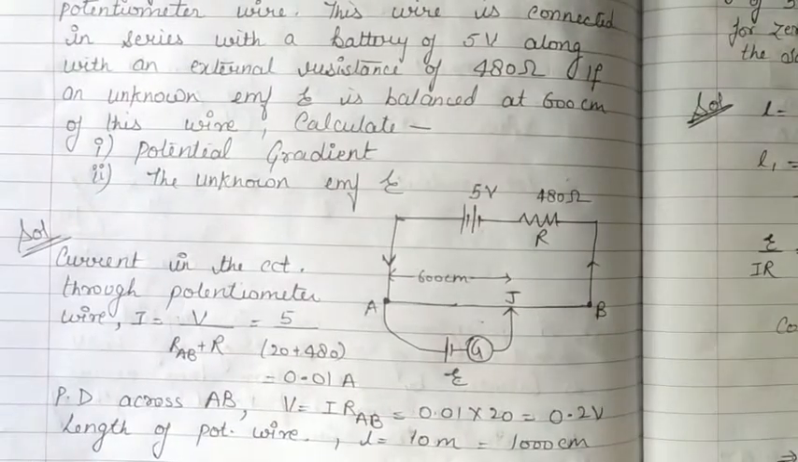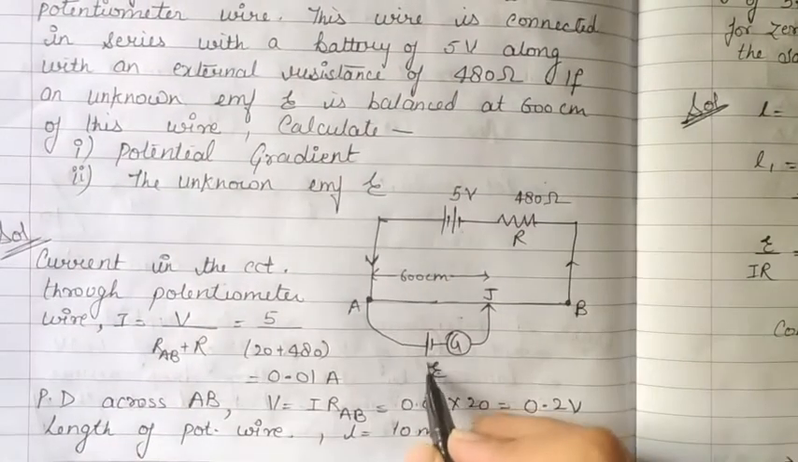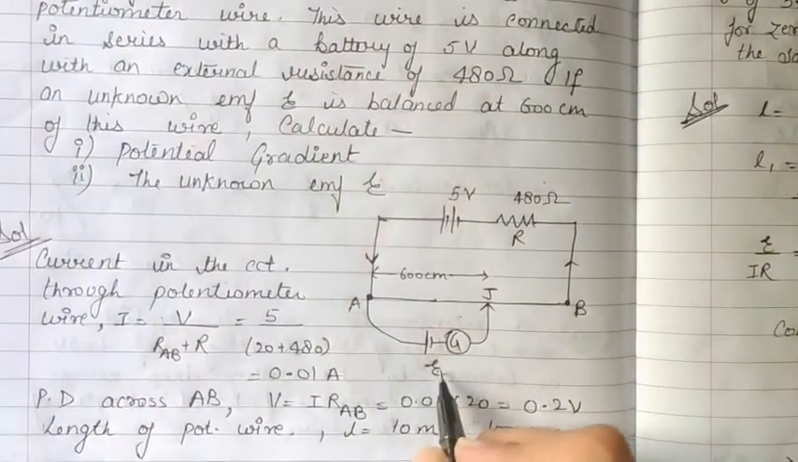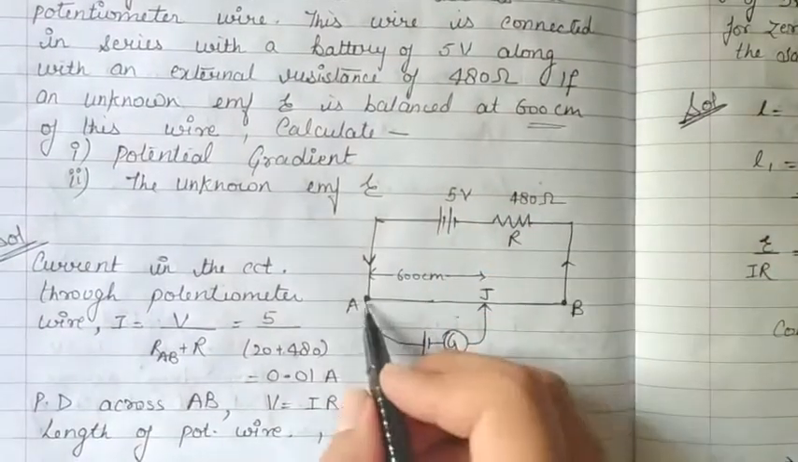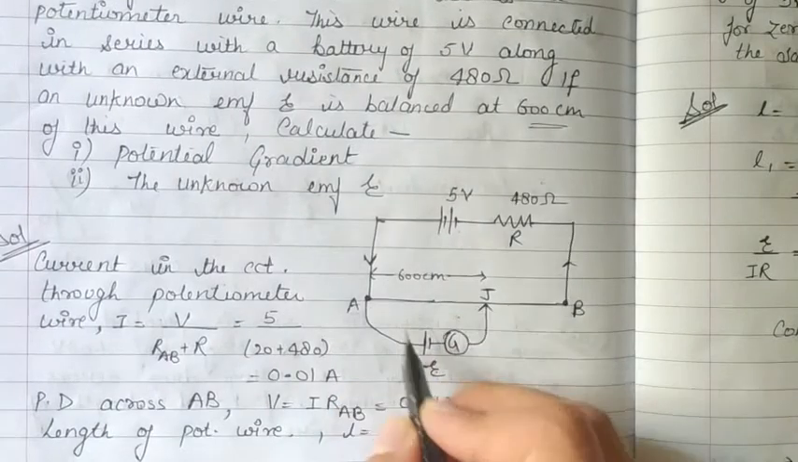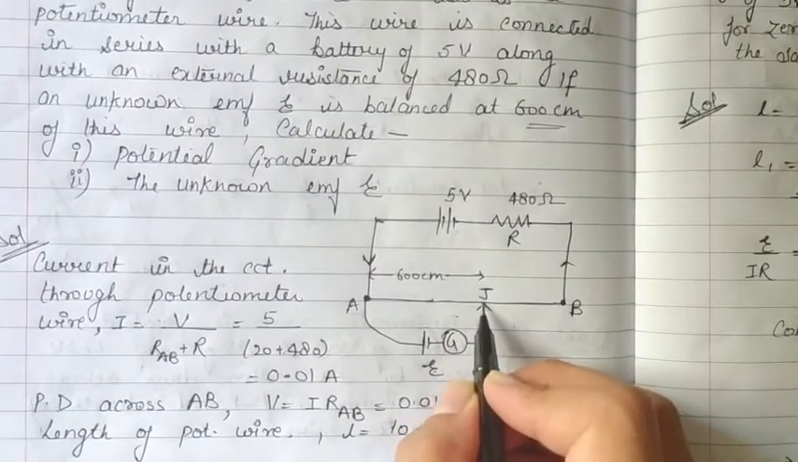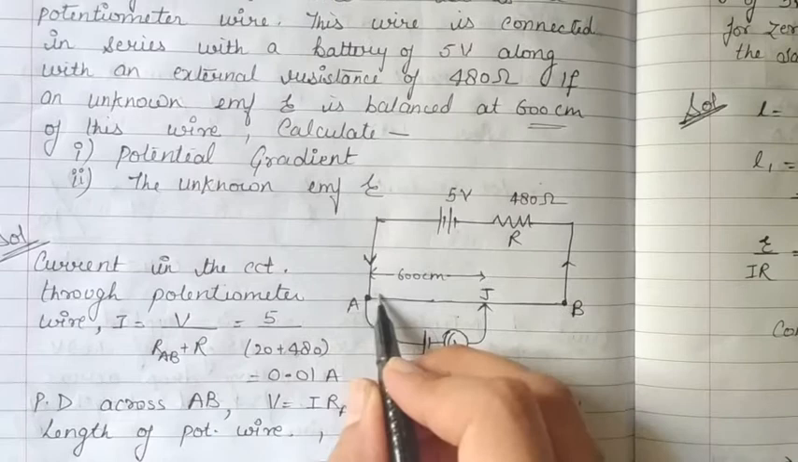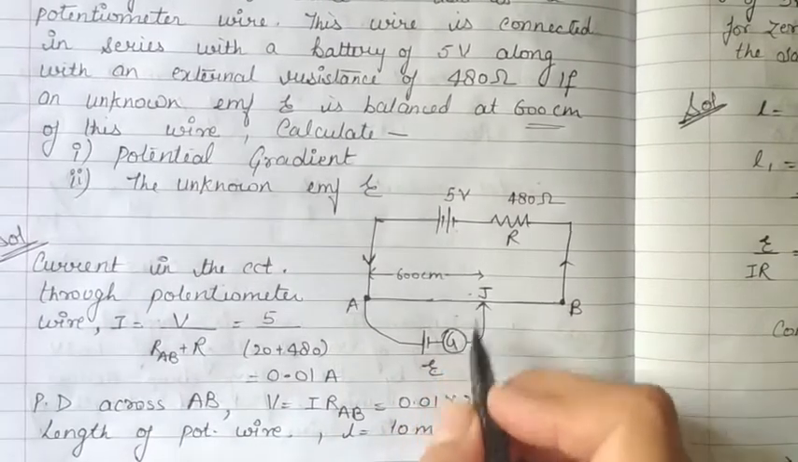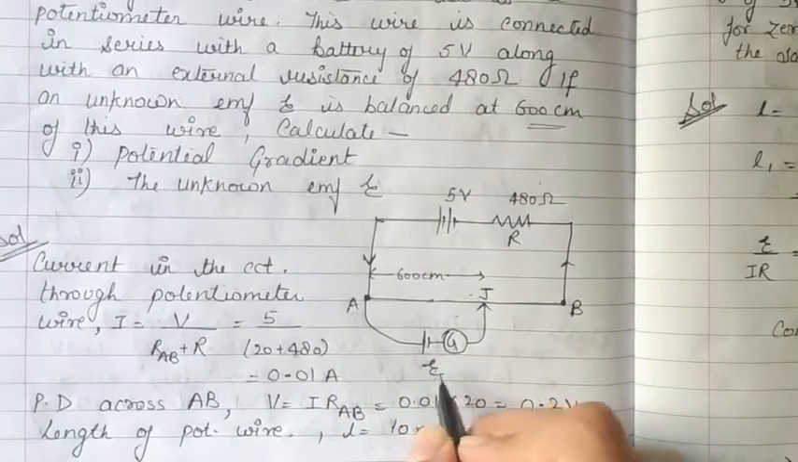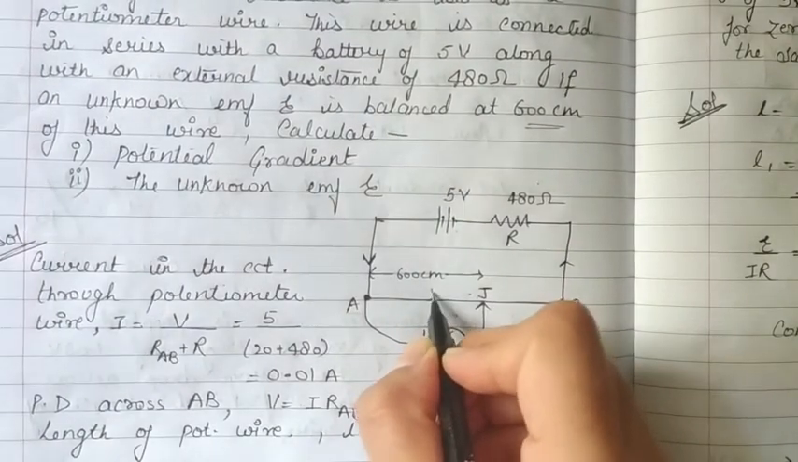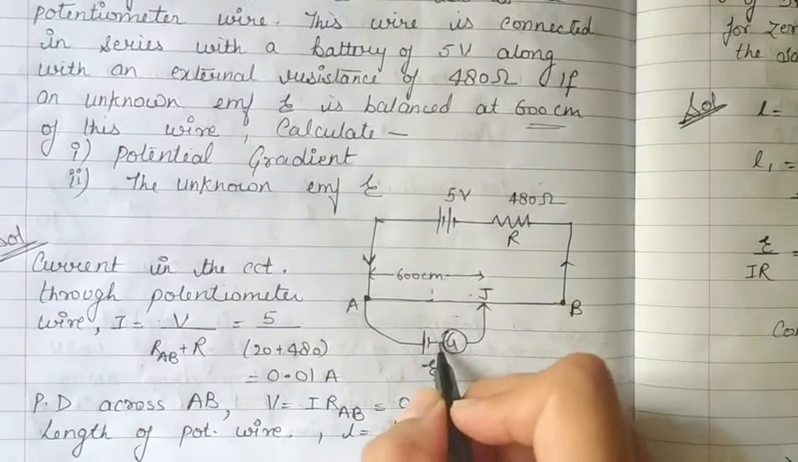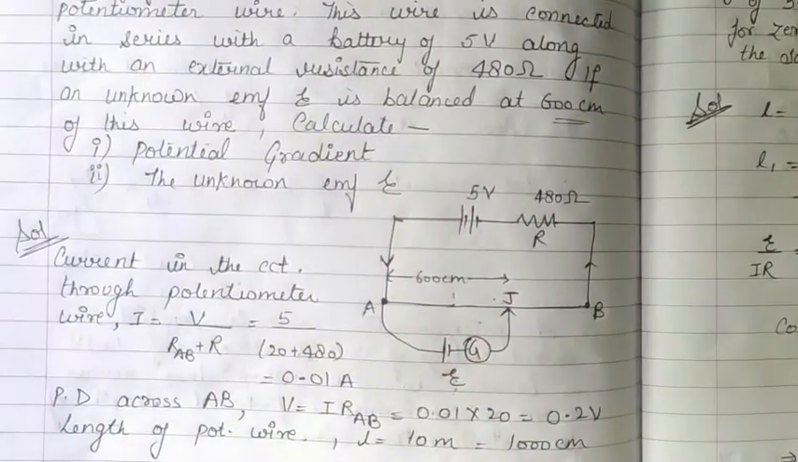What we have is an unknown EMF epsilon. If we balance it, then it gets balanced at 600 centimeter. This length is given, that the jockey will show the no deflection condition at 600 centimeter. That means this EMF epsilon is balanced on 600 centimeter length. Then we have to calculate this EMF as well as the potential gradient.